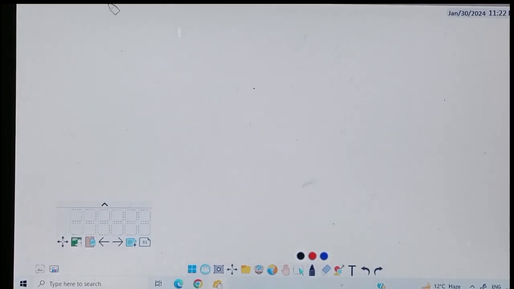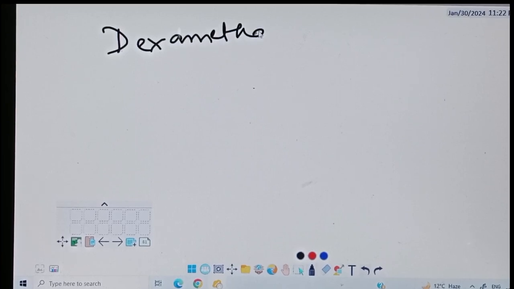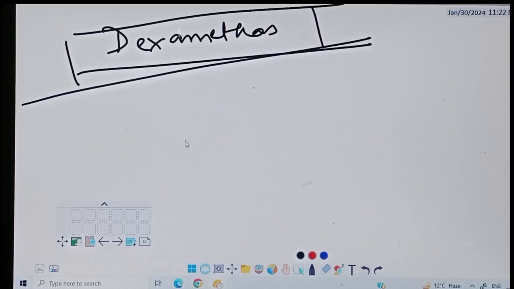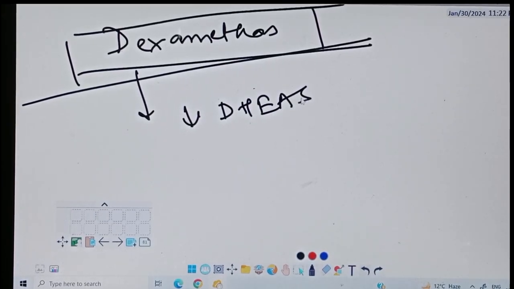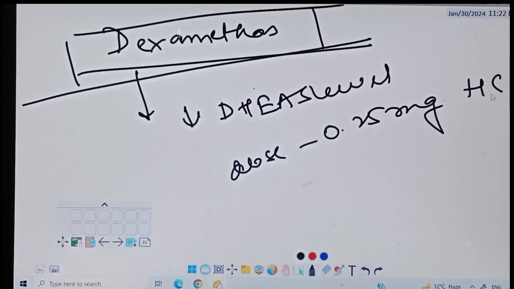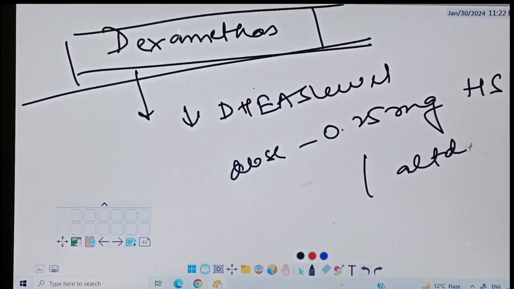Now, next, what are the other things which can be used in hirsutism? We can use dexamethasone. Though we don't use it in our regular practice that often, yes, it can be used, and you have to know it for exam purposes. So what does it do? It decreases your DHEAS levels. And what is the dose? The dose is 0.25 milligram at HS, or you can also use it on alternate days.